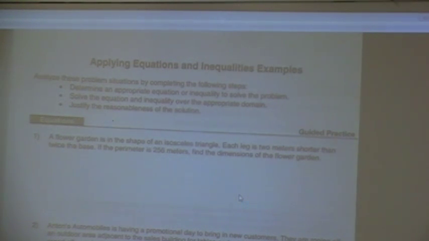Flower garden in the shape of an isosceles triangle. Each leg is 2 meters shorter than twice the base. The perimeter is 256 meters, find the dimension of the flower garden. Now, don't panic, slow down. Life is a word problem, you deal with them all the time. Don't say, I'm terrible with problems. It is not that complicated, okay?